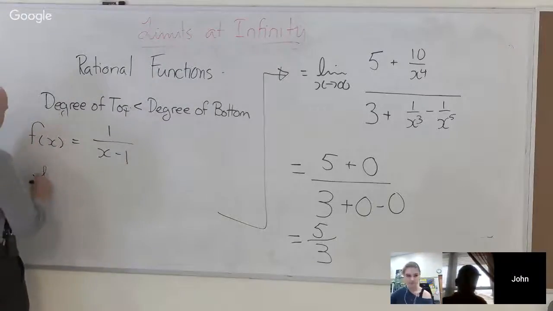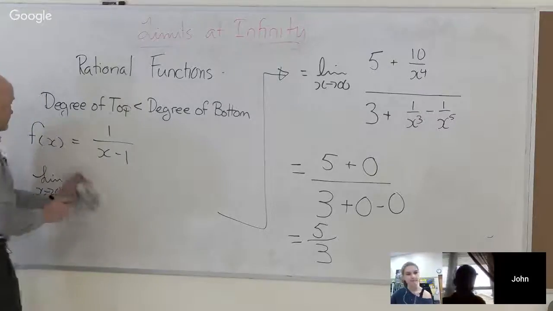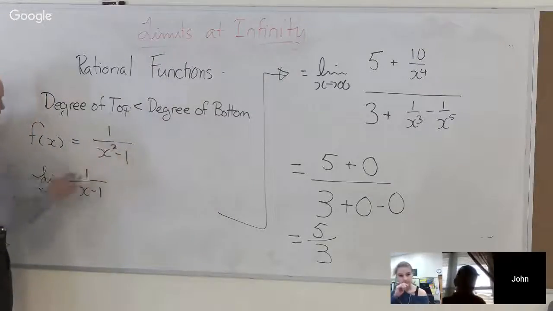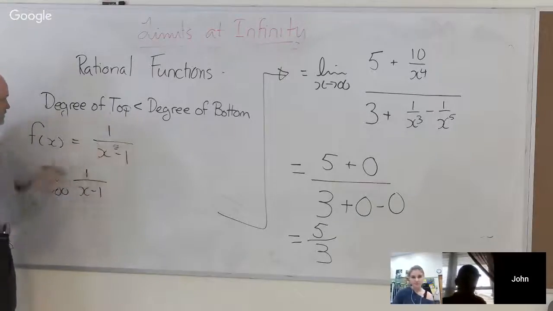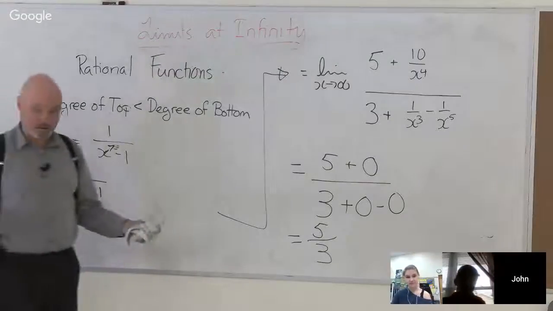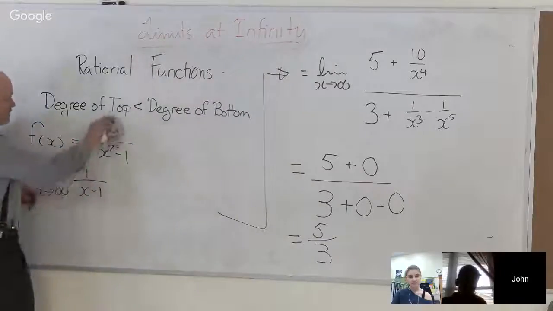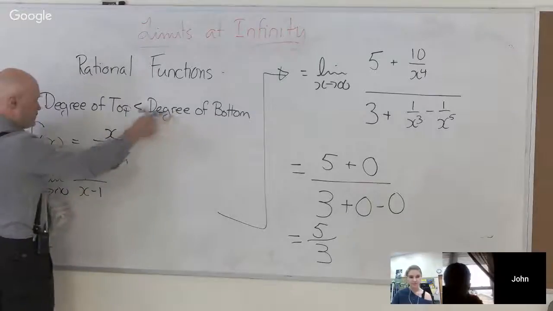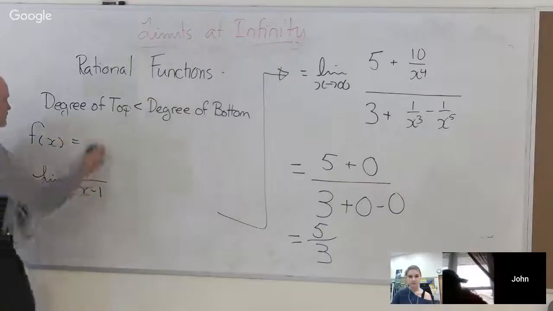There's my function f of x. We're going to send x to infinity. Now it wouldn't matter if I put an x squared here, or an x to the 5th, or an x to the 7th. If I put an x to the 7th on the bottom, I could have something like x to the 5th up here. The important thing to notice is that the degree of the bottom is greater than the degree of the top. Okay, I'll just flip this back to the original.